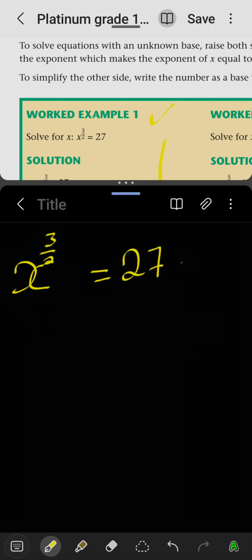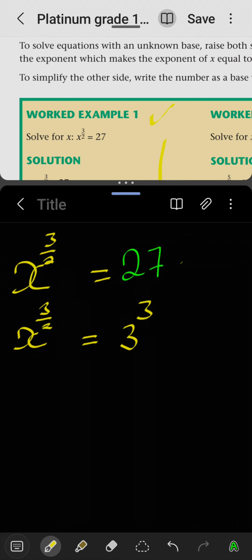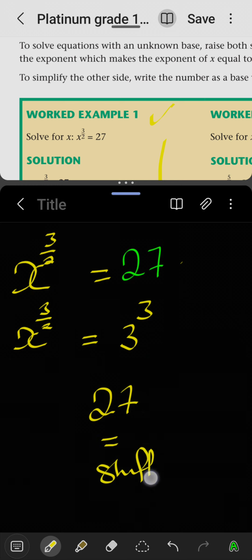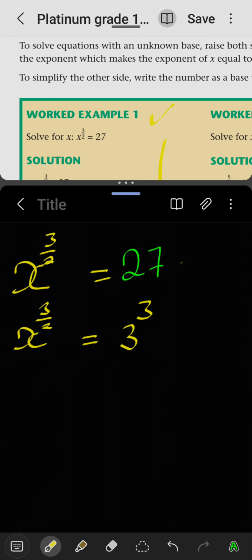How are we going to solve for x? You are going to write 27 in exponential form. So the first step, write 27 in exponential form, which is 3 to the power of 3. How do I get that? I use my calculator by punching 27, equal sign, shift, then fact. Then my calculator will give me 3 to the power of 3. Then I write that in place of 27, just like I've done here.